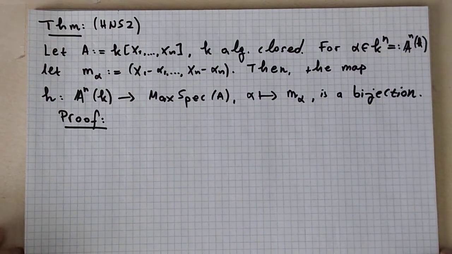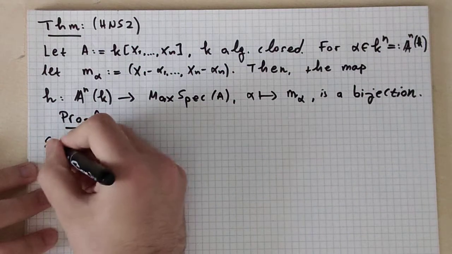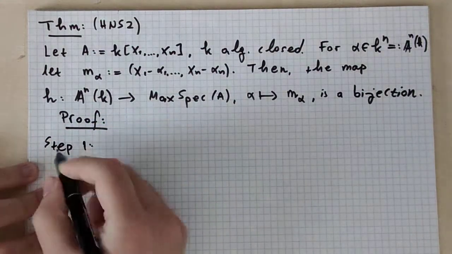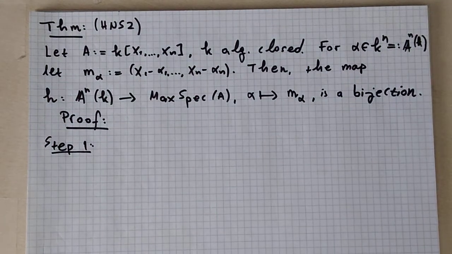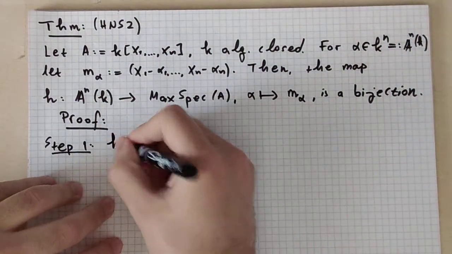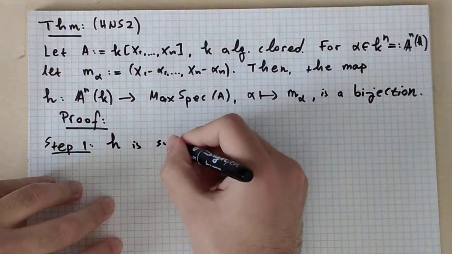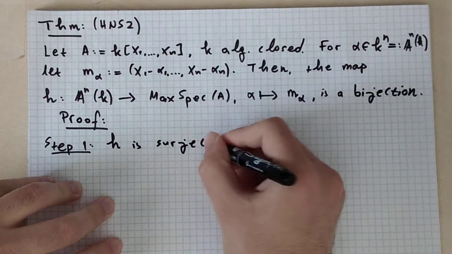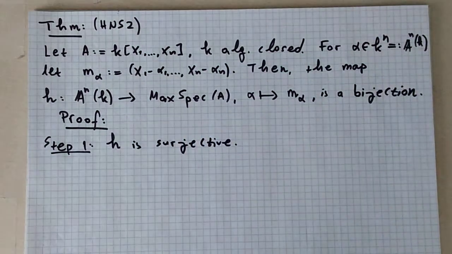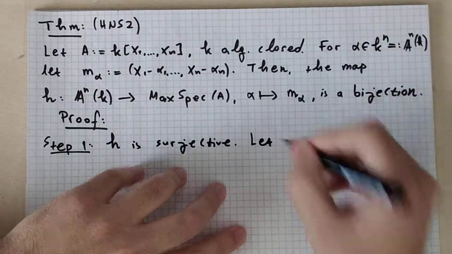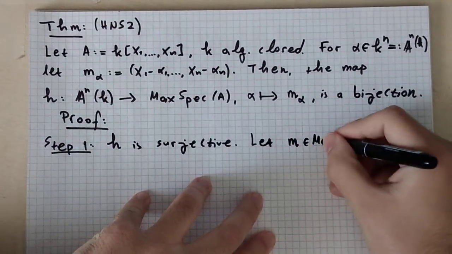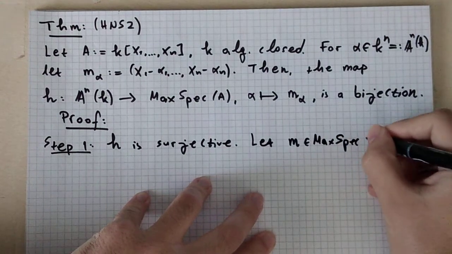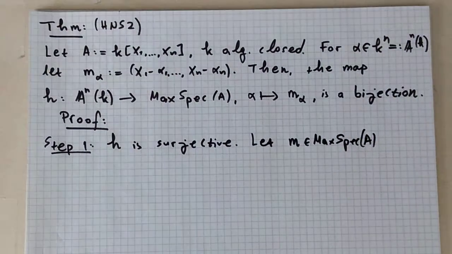So in order to prove the bijection, we have to do two things. We have to prove surjectivity and injectivity. So let's start by proving that the map H is surjective. Okay, so let M be an arbitrary maximal ideal of alpha, of the polynomial ring.